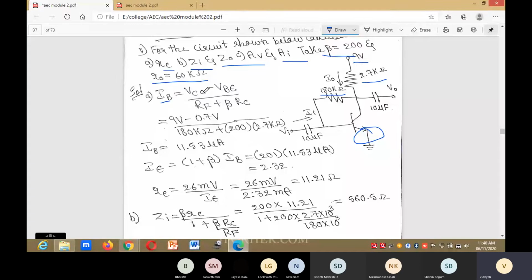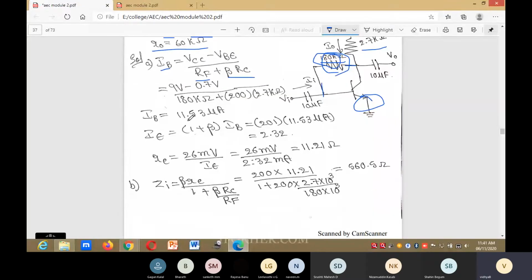IB is equal to what? VCC minus VBE divided by RF plus beta into RC. RF is nothing but this resistor, because it is connected from collector to base. This acts like a feedback. Now we know the values. Substitute, you will get IB value as 11.53 microamps.